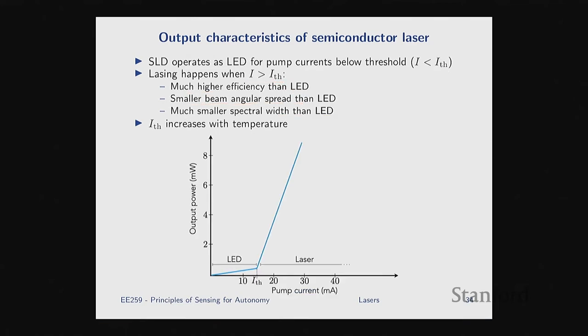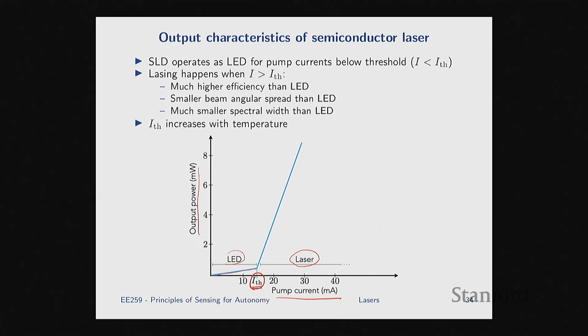Here's the electrical behavior. So if you plot the output optical power versus the pump current, say in milliamps, it's very clear if you just look at the curve. When you're under the threshold, it's less efficient, lower power. That's the LED regime. And as soon as you go above it, the curve becomes much sharper. It becomes a laser. It's more efficient. You get more power out of it, and you get all the properties of the lasers. One thing to note is that this threshold current can change with temperature.